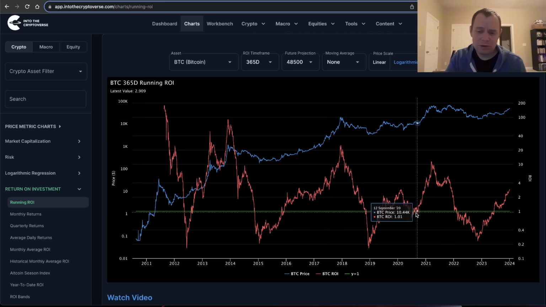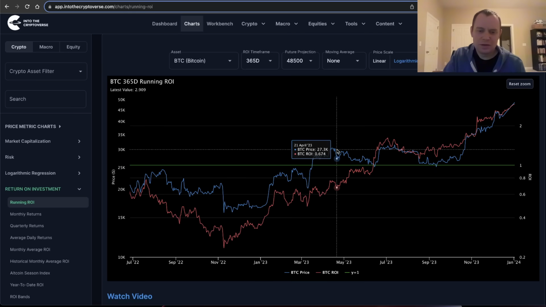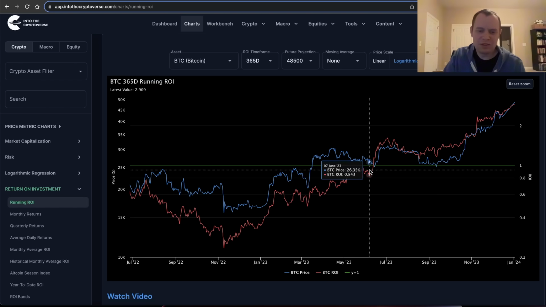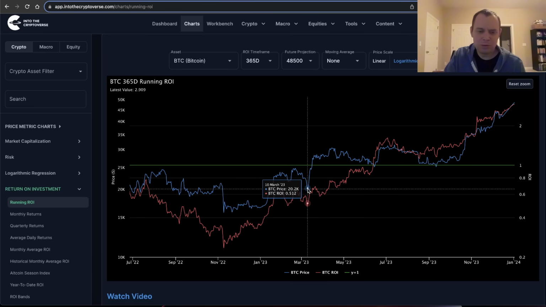So what would it take for it to come back down to these levels, back down to an ROI of one? Well, if you think about it, for it to go back down to a 1 year ROI of one, it would have to go back to where the price was a year previously. So if it were to go back to say 25K next June, then that would get you back to one, right? If it were to go back to 20K by March, again, that would get you back to an ROI of one.